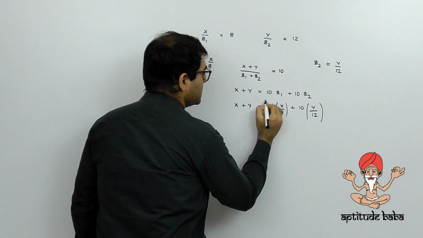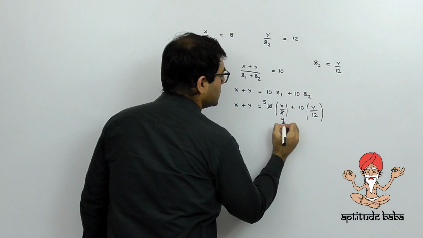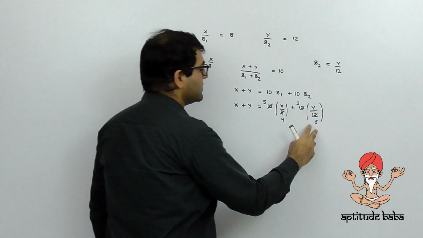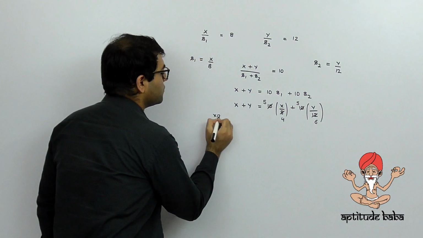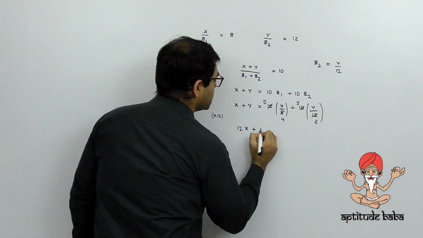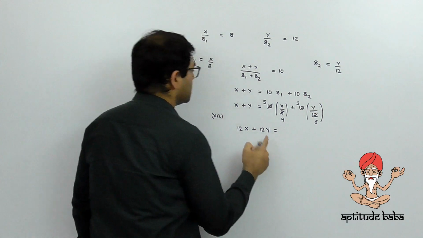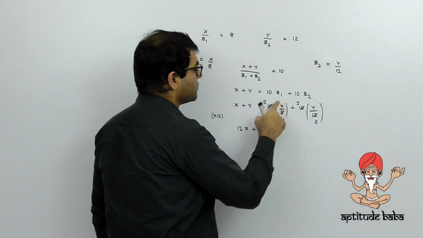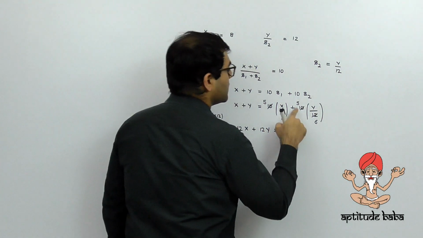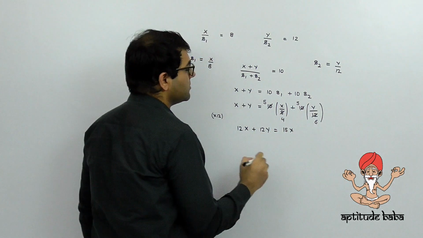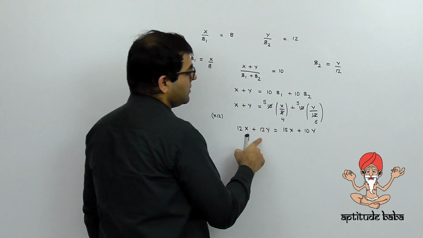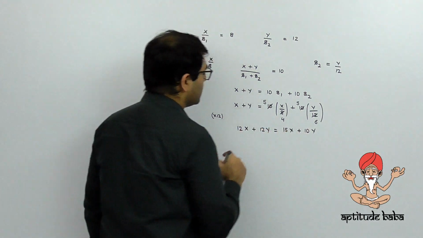Let us simplify this. 2 से cutting कर लेते हैं. This is 5 and 4 and this is 5 and 6. Furthermore, denominator में 4 and 6 है, तो I multiply the entire equation with 12. Now what do I get? 12x plus 12y equals, okay, अगर मैं 5 by 4 of x को 12 से multiply कर रहा हूँ, that will end up getting me 15x. And अगर मैं 5 by 6 of y को 12 से multiply कर रहा हूँ, that will end up getting me 10y. So 12x plus 12y equals 15x plus 10y.